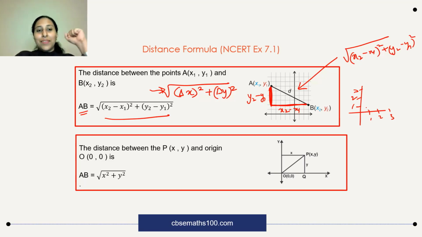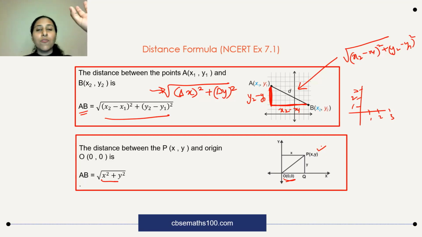Okay. The next thing, distance between any point and the origin. Well, origin is 0, 0, right? So the distance will be directly square root of x square plus y square. Whatever are the coordinates of this point P, take square root of x square plus y square and you will directly get the distance. Under distance formula, there is a very important question which I want you all to keep in mind.